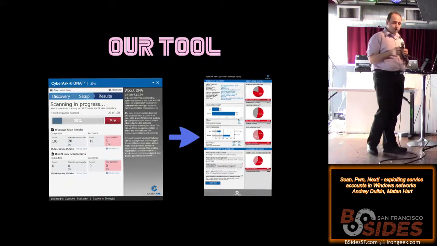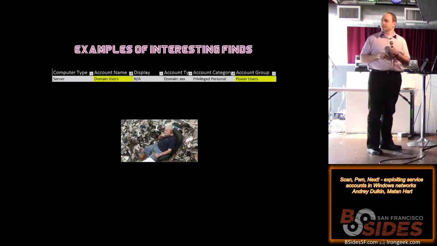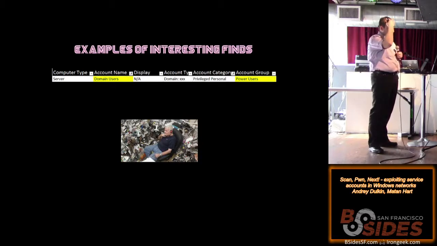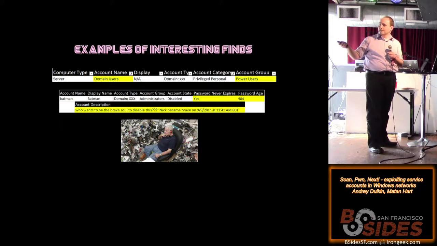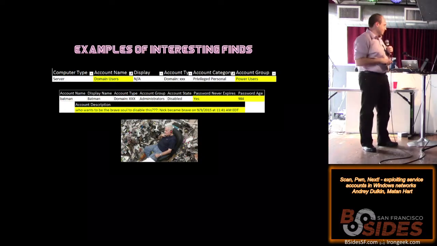Just as an anecdote, here are some of the interesting finds of DNA from various networks. For example, in this network we found a server where all the domain users were configured to be power users. So basically any domain user is an administrator on that server. We found administrators running jokes over administrative accounts. So in this case, the account name is Batman. It's an administrative account. And the account description says, who wants to be the brave soul to disable it? And then Nick became brave on September 9th. The account is disabled.